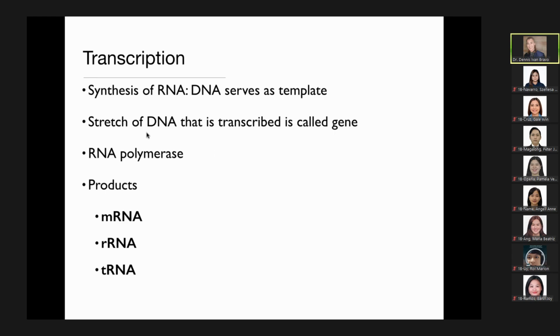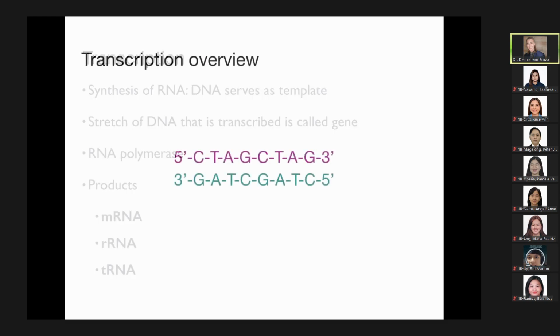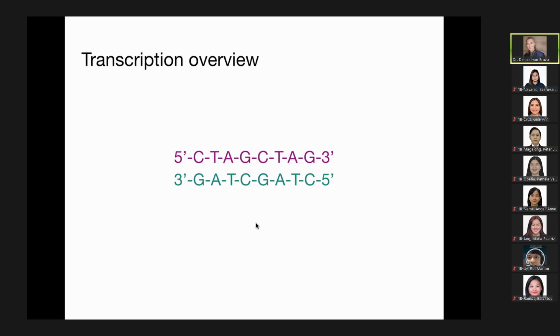The enzyme for transcription is RNA polymerase, and the product would be all forms of RNA, such as mRNA, rRNA, and tRNA. For today's discussion, however, we shall be focusing on the transcription of mRNA as the representative example. So let's have an overview first. So let's say this is a DNA.